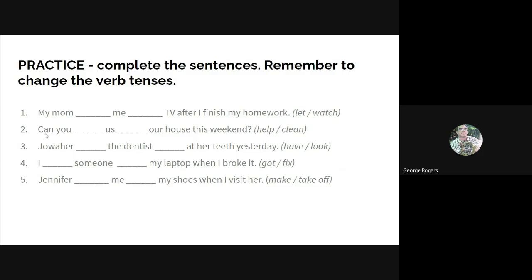So let's look at number 2. Can you blank us blank our house this weekend? And we've got help and clean. That's a question mark. Can you blank us blank our house this weekend?